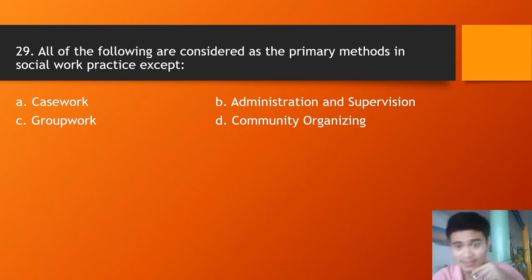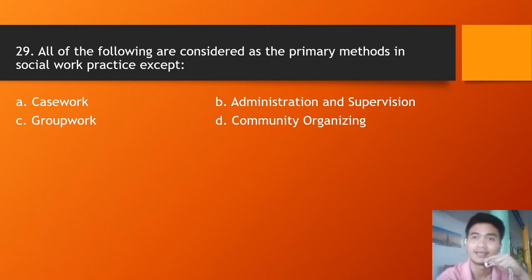Ano pa bang ibang secondary method that we can add? Yung social work research, pwede siya, no? By generating new knowledge, by understanding based on scientific methodology, or by evaluating the programs, we are helping craft a new policy. We are helping the agency to become more responsive in crafting the programs and services for their clienteles. And those are examples, no? And social action or social reform belongs to secondary or auxiliary methods.